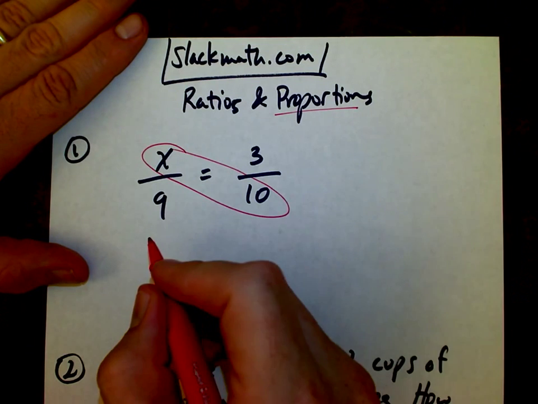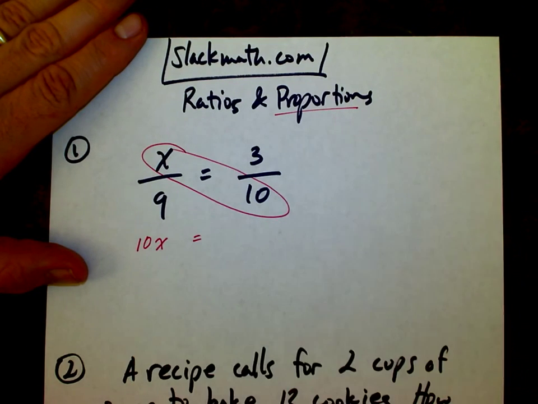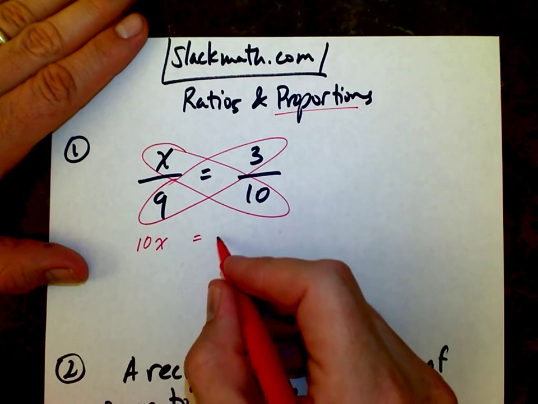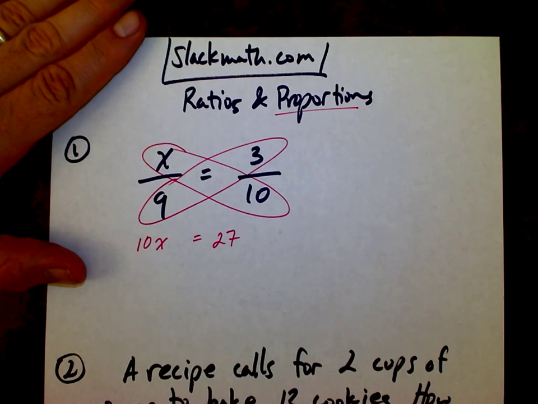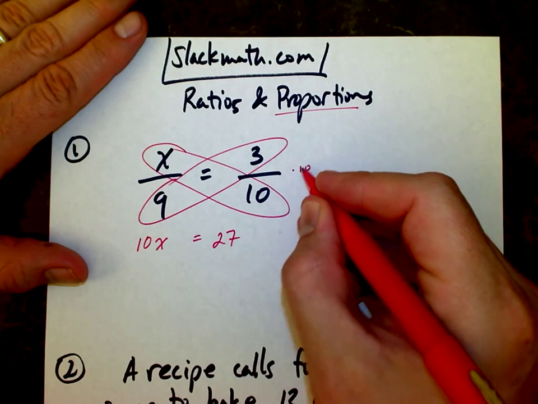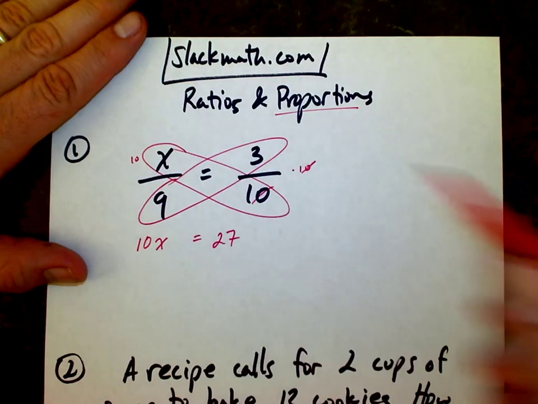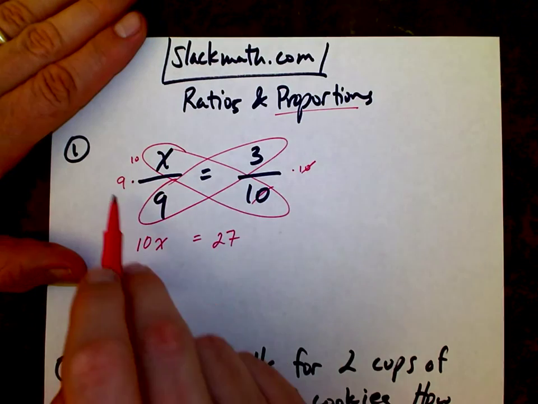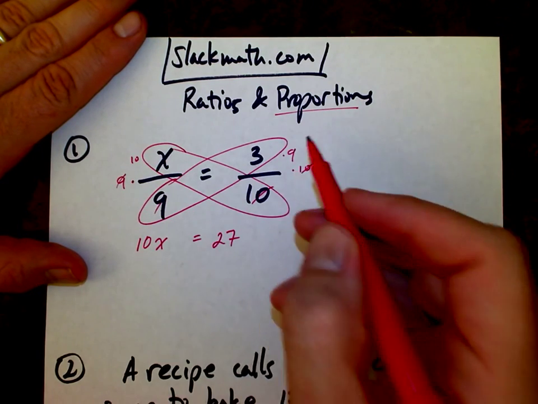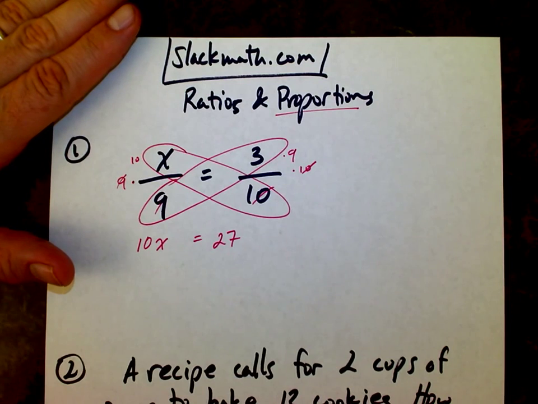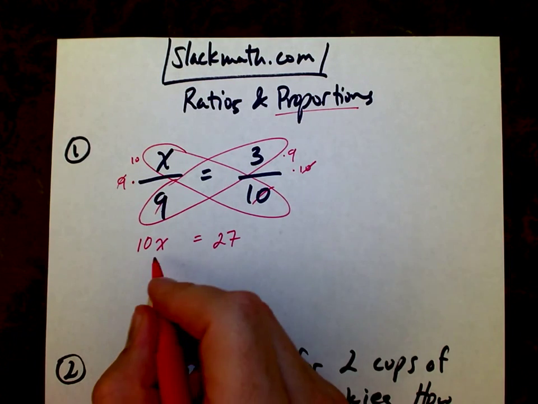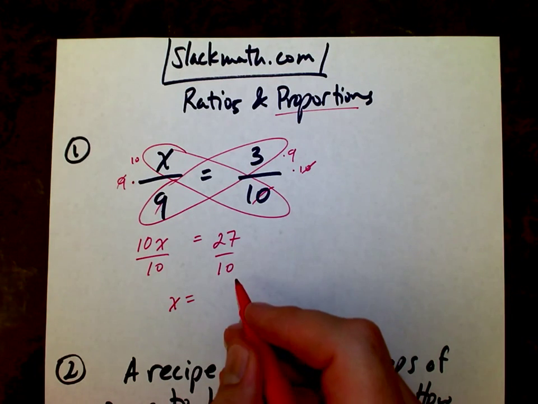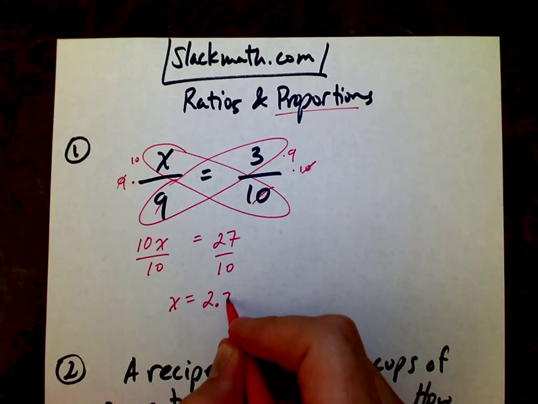X times 10 is 10x. And you also have this here, 9 times 3, which is 27. Now what are you doing? You're really multiplying by 10 and canceling that, and then multiplying this by 10, which gives you 10x. And you're also simultaneously multiplying by 9 and cancels that 9, and then multiply by 3, and 9 times 3, 27. So that's what cross multiplication is. You finish by dividing both sides by 10, so x equals 27 divided by 10, which is 2.7.